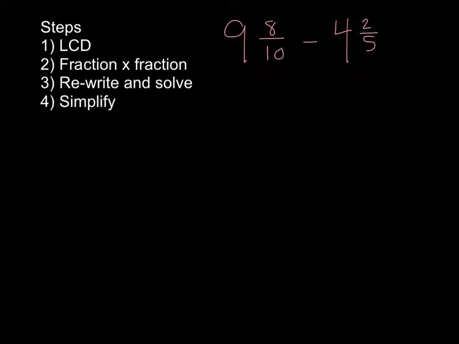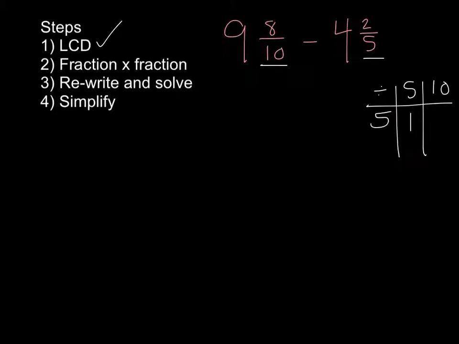Let's try one more subtraction problem. 9 8/10 minus 4 2/5. Step 1 is look at my denominators, 5 and 10, and find the LCD. 5 and 10 can both be divided by 5. 5 divided by 5 is 1. 10 divided by 5 is 2. And I have a 1, so I'm done.